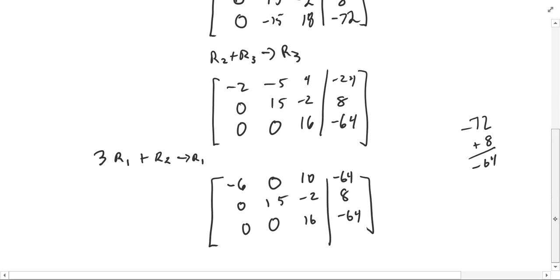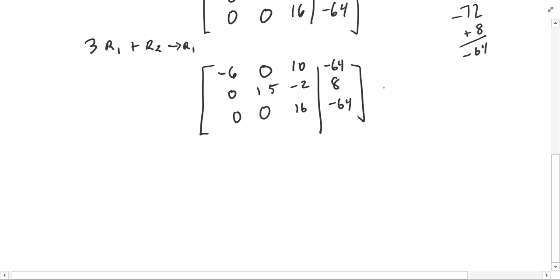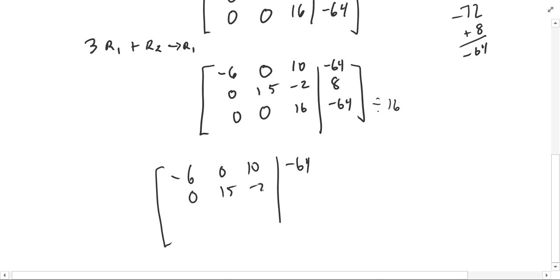All right. The next thing I want to do is I want a 1 down here in the very bottom row. So let's just take this bottom row and divide it by 16. And I think we'll get lucky there. Negative 6, 0, 10, negative 64. 0, 15, negative 2, 8. 0, 0, 16 divided by 16 is 1. And negative 64 divided by 16 is negative 4.